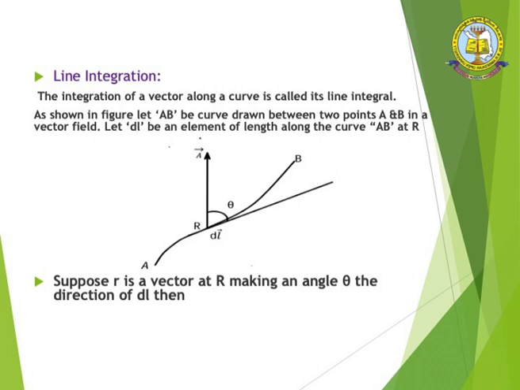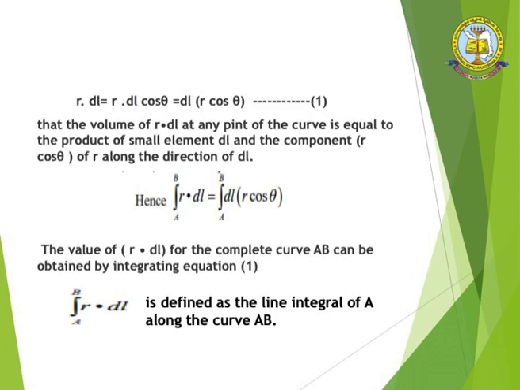R is the vector, that is small r. Suppose r is equal to capital R, making an angle theta with the direction of this dl. Then this is dl and r with angle theta between them. So you can write this equation: r dot dl is equal to r dl cos theta, that is dl times r cos theta.